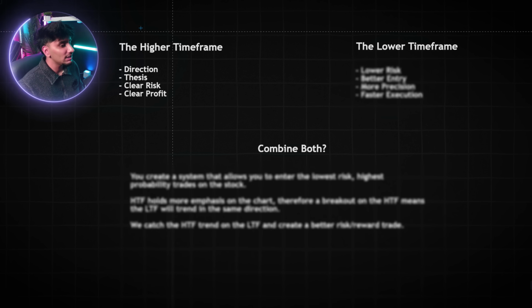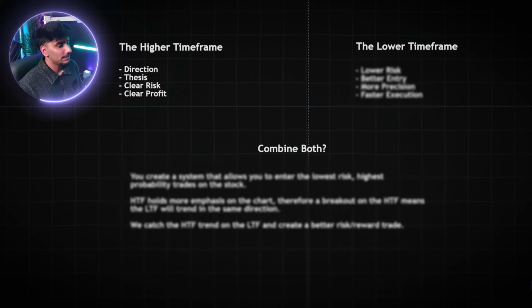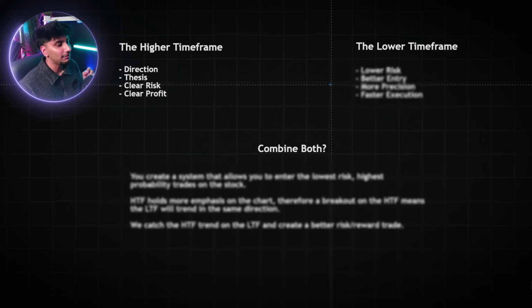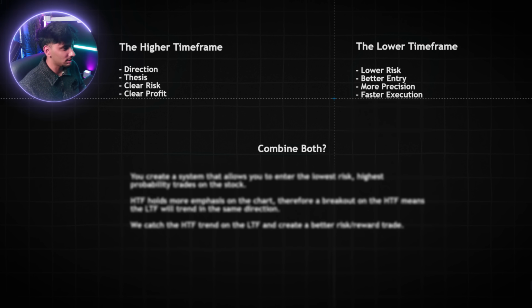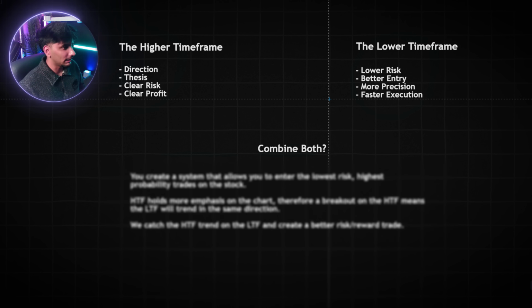Now, to actually enter into the trade from the higher time frame, you need to go onto the lower time frame. And the reason for this is you'll have lower risk on the trade, you'll have a much better entry on the trade, you'll have more precision, and of course, you will have faster execution. These four things are very important because the higher time frame will just give us that direction and the thesis like I talked about. However, for the lowest risk on the trade, we need to go on the lower time frame. This is because the lower time frame will give us more precision.